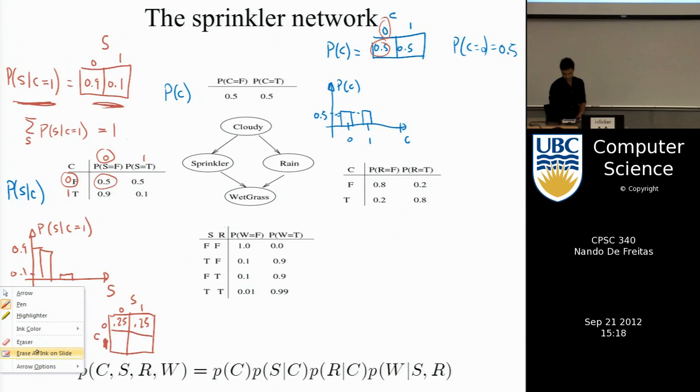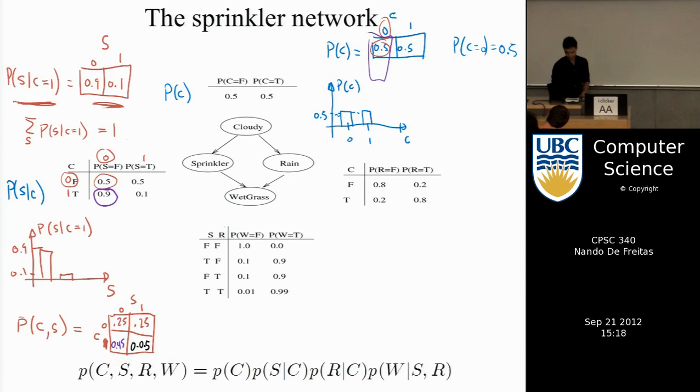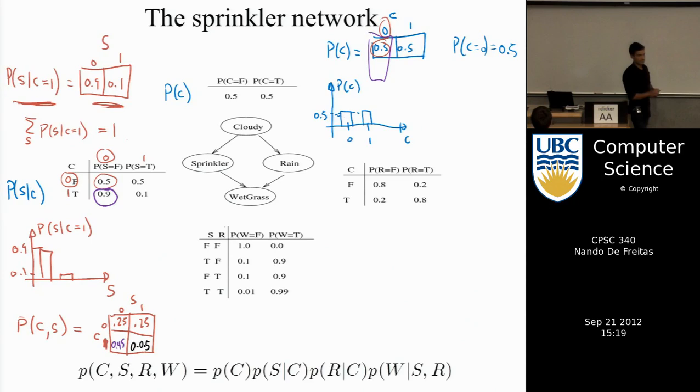Let's do another color here, purple. This one is 0.9 times 0.5, so it's 0.45. And then the last one will be 0.05. Note now that all the numbers add up to 1. It's a joint table. So it's a probability of S and C. It's a 2D distribution. Go ahead.